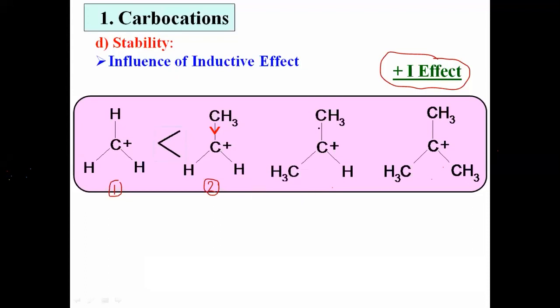In secondary carbocation there are again two methyl groups, means there is a more plus I effect. Here also central carbon is electron deficient. There are two methyl groups which show plus I effect, and therefore this carbocation is more stable than primary. तो या primary पेक्षा आणखीन जास्त more stable असेल.